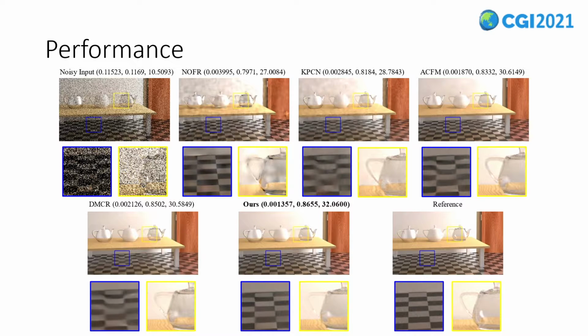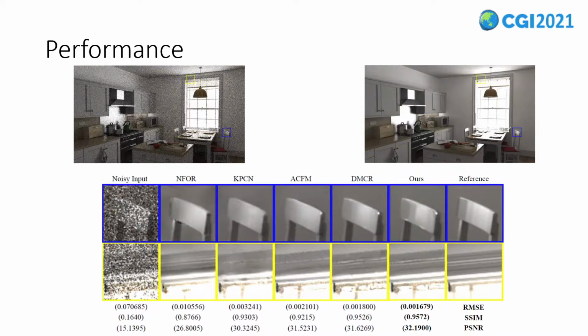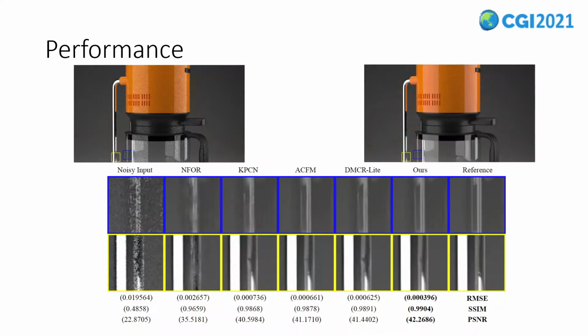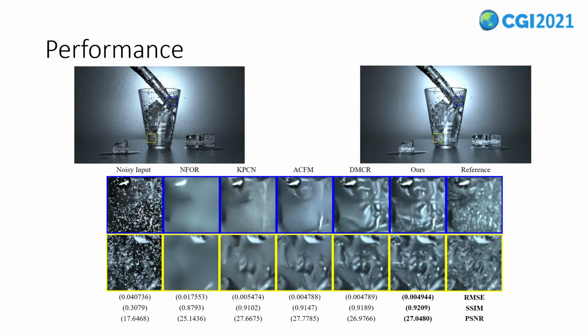This is the jar scene rendered under 32 SPP. And this is the kitchen scene rendered under 4 SPP. And this is the coffee maker scene rendered under 16 SPP. And this is the glass of water scene rendered under 16 SPP.